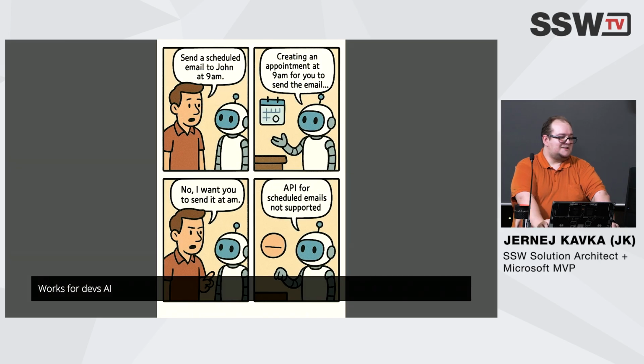And this AI works for the dev AI. What that means is you're trying to send a scheduled email to John at 9 a.m. and then it creates an appointment at 9 a.m. with the content of the email. And you're like, what? Why would you create an appointment and put in the email? Well, it turns out the developer didn't implement the API for scheduling emails. And you're like, oh, fine. I'll send it at 9 a.m. At least I have an appointment and I just copy paste everything in the email. Better than before, but before it was like, yeah, just do it yourself. But can we do better?